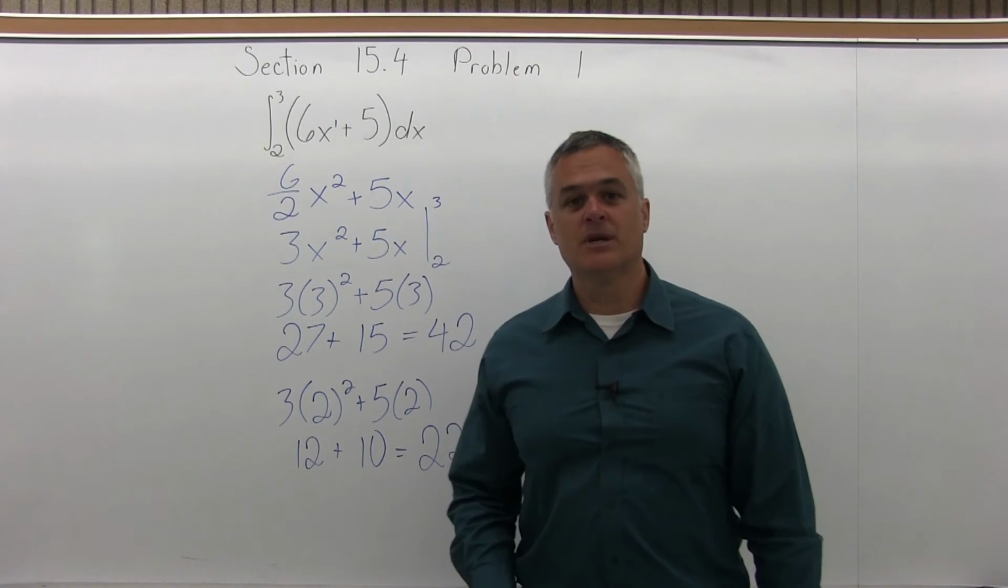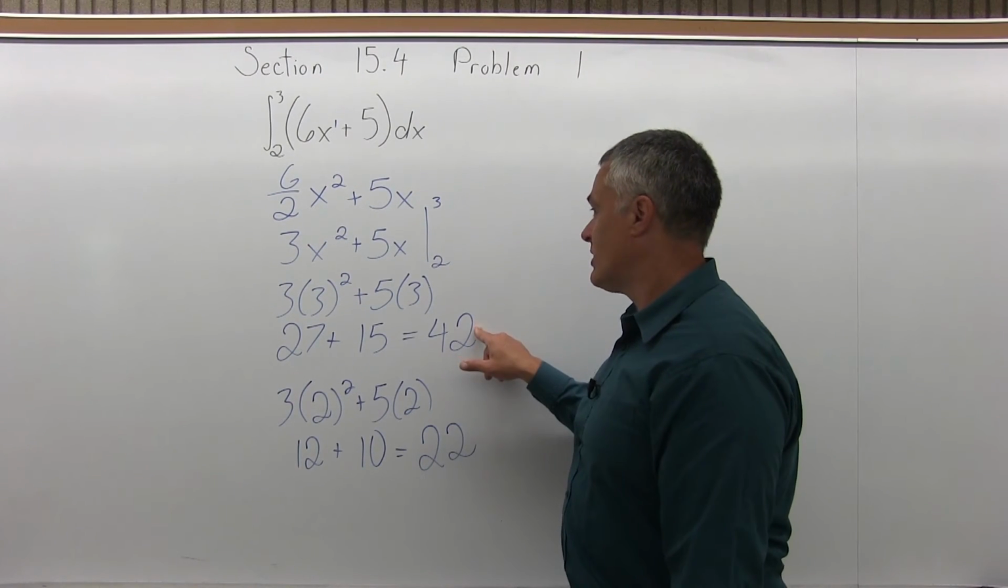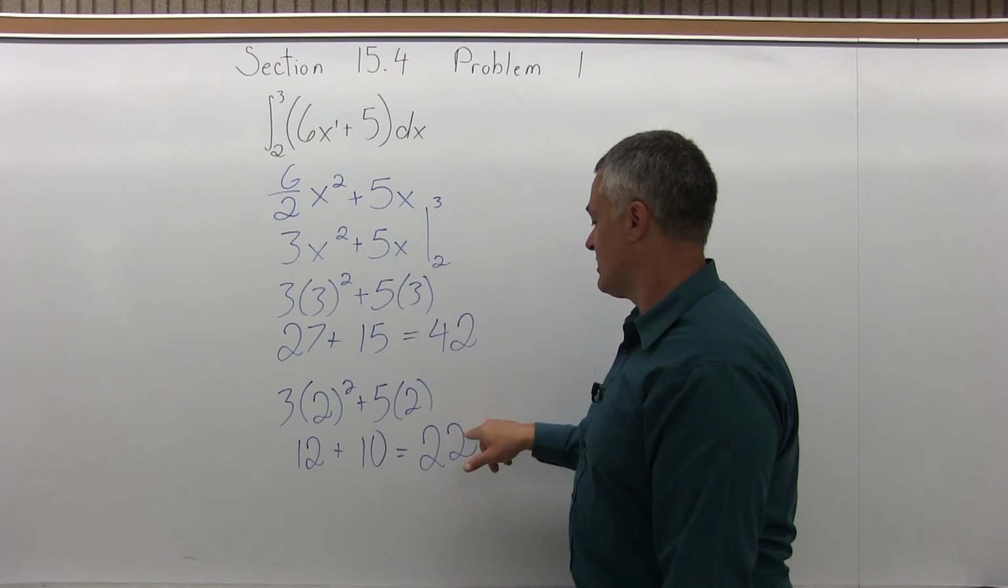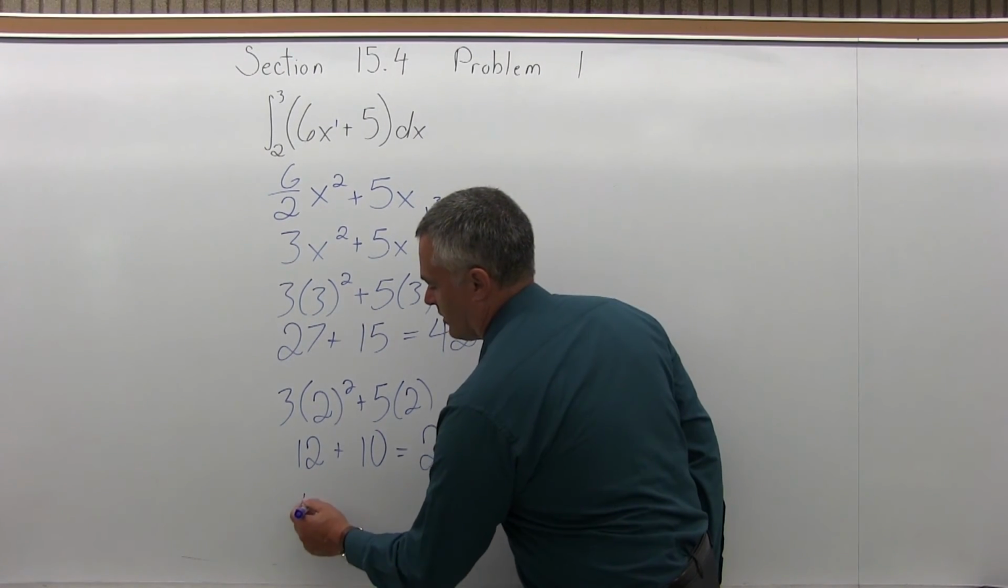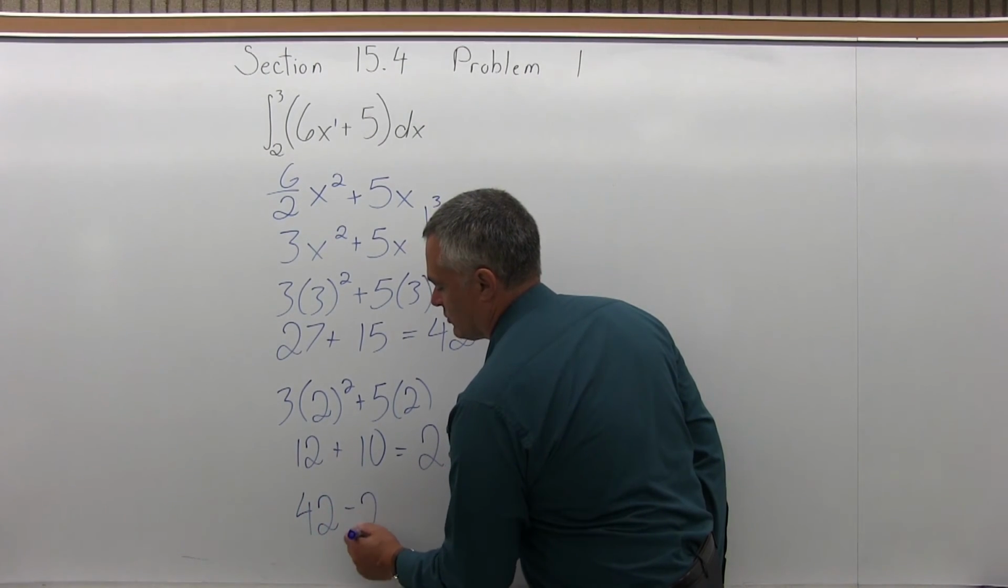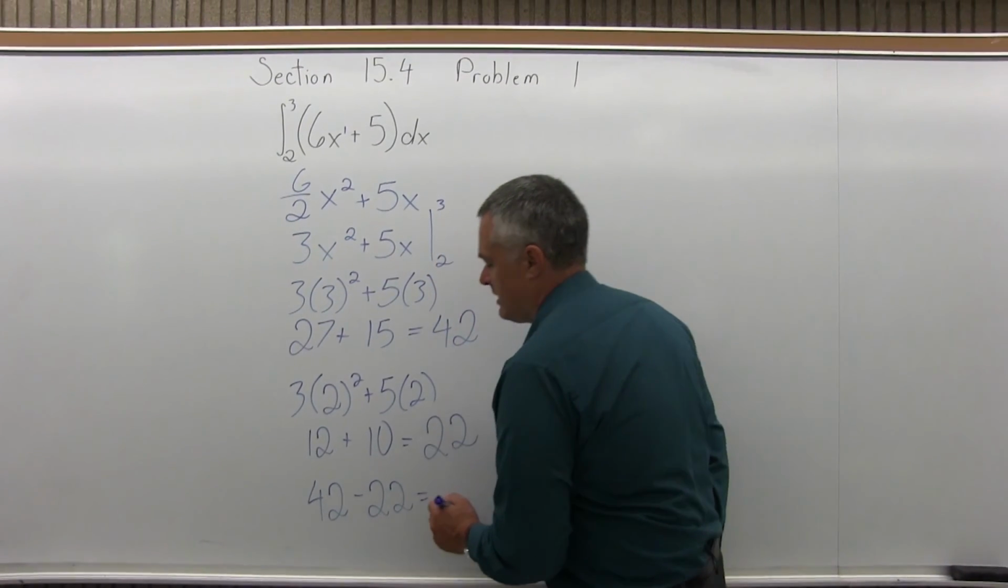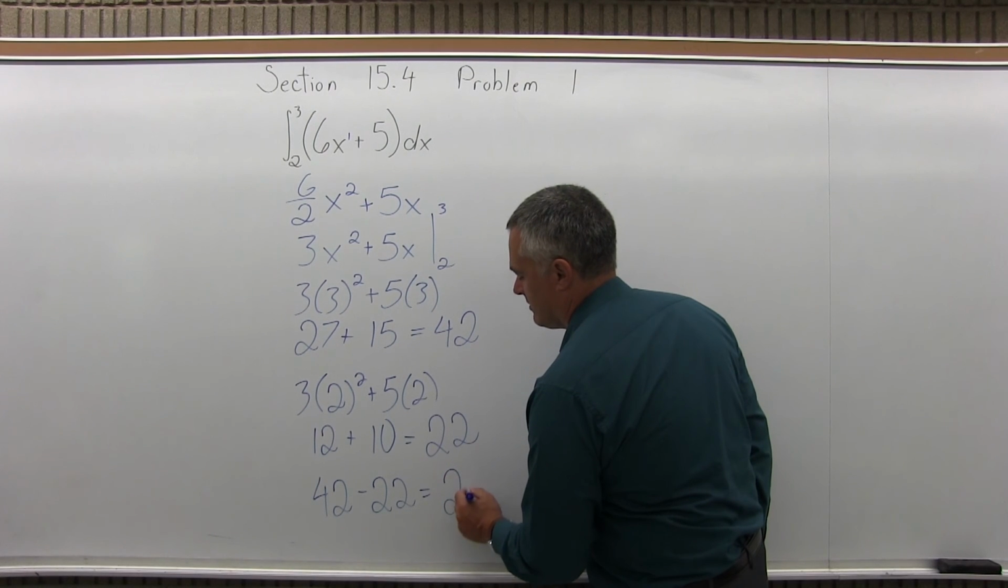The final step, step 4, is subtract the 42 from the top limit of integration minus the 22 from the lower limit of integration. And when I do 42 minus 22, the answer to that is 20.